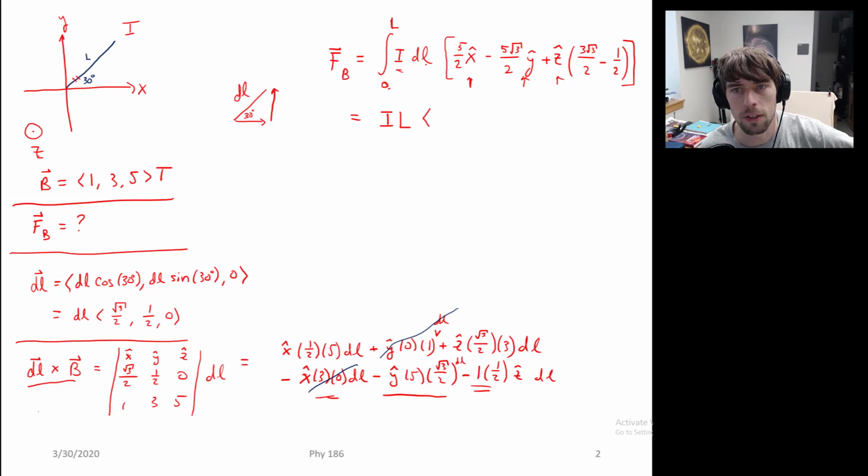In fact, I'll just put it into component notation now: 5/2, negative 5√3 over 2, comma, what is this? 3√3 minus 1 over 2. And there's the direction of the force. Boom, done. Pretty neat, huh?